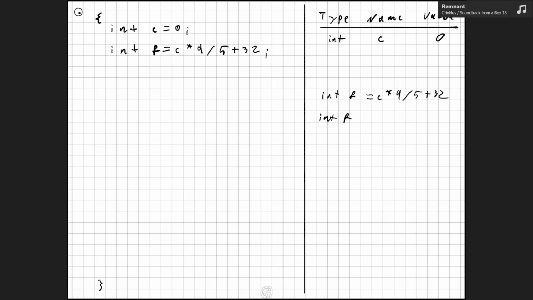So next it's int f equals c, which micro operation, we look up the value, it's 0. And 0 times 9 is 0, divided by 5 plus 32. And then we continue with the division, and 0 divided by 5 is just 0 plus 32. Then it's int f equals 32. And now we have only the declaration and the assignment, which is just declare the variable f and assign 32. And that operation is done.